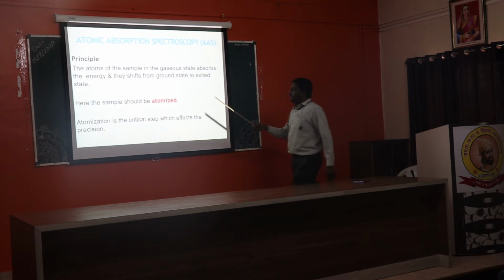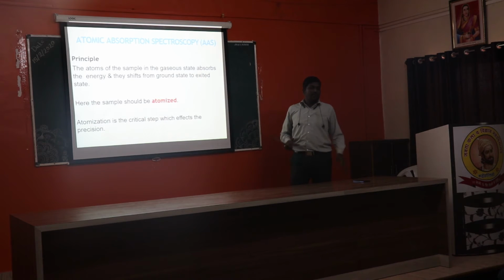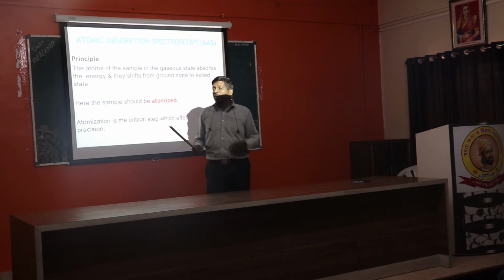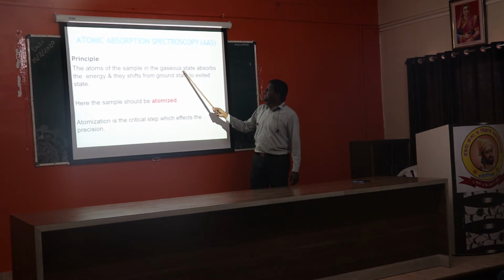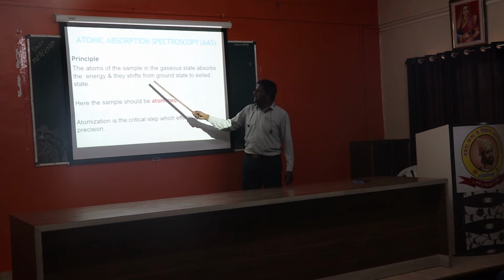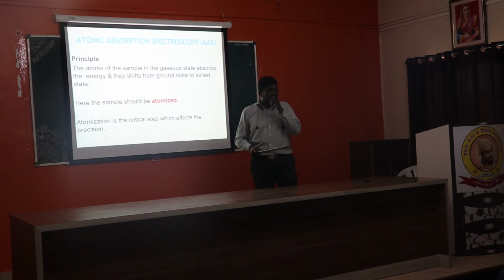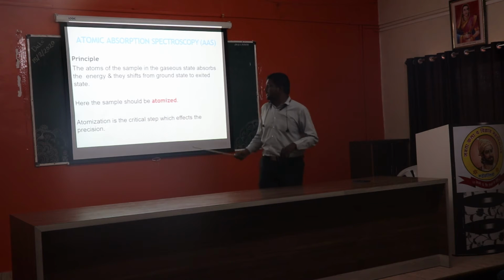Now the principle. The atoms of the sample in the gaseous state absorb the energy and shift from the ground state to the excited state. The light coming from the source is absorbed by that sample, and due to this absorption, the gaseous atoms absorb energy and there is a shift from ground state to the excited state. We know that when any atom absorbs energy, it shifts from the ground state to the excited state. In the same way, here absorption takes place.